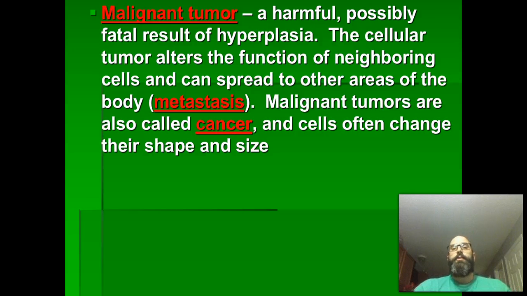Then you have malignant tumors. Malignant tumors are the not good ones. These are harmful and usually can result in a fatal form of hyperplasia. The tumor or the cells develop an abnormal function, which then causes them to divide rapidly, and that rapid dividing causes an influx or an increase in the amount of cells that are in that area.